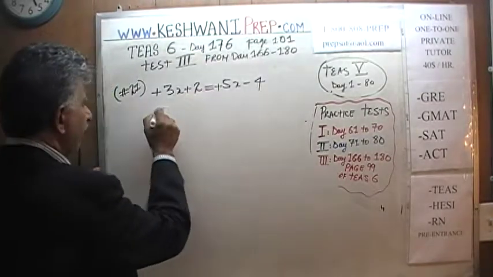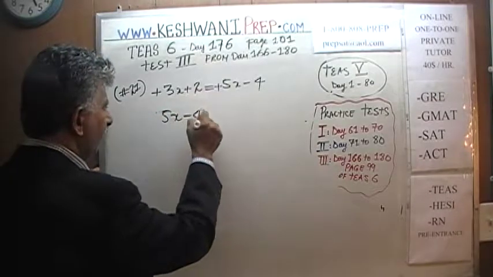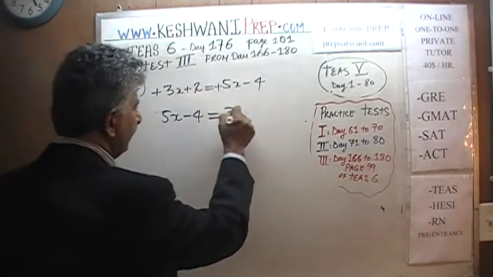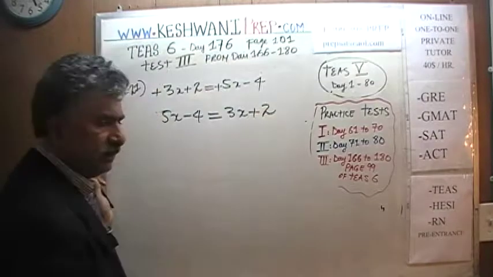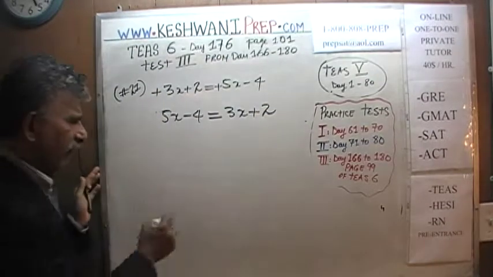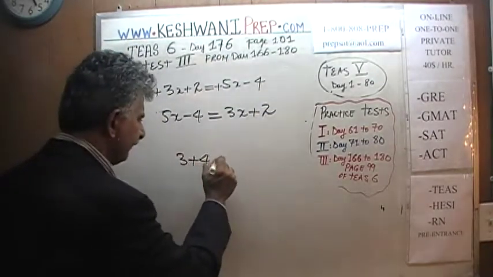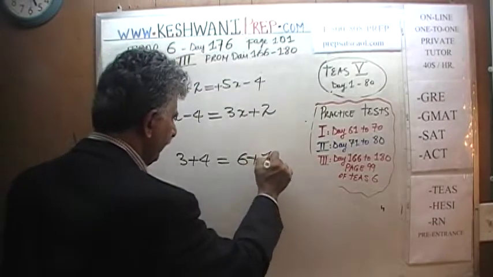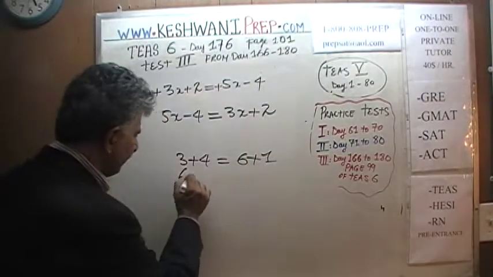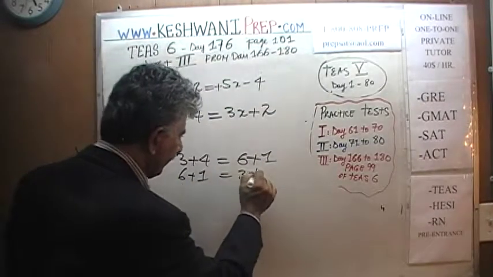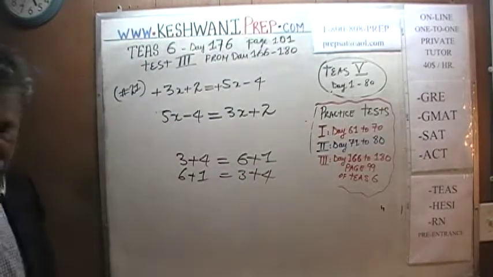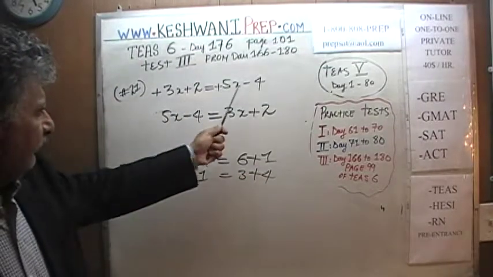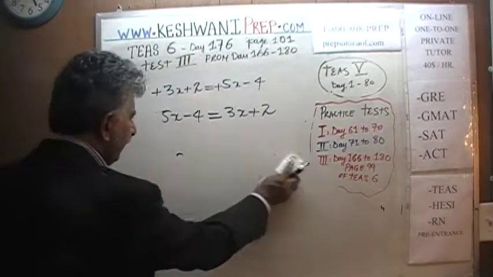Write this quantity on this side: 5x minus 4 equals 3x plus 2. We haven't changed anything. It's perfectly fine. If somebody tells you that 3 plus 4 is equal to 6 plus 1, then obviously 6 plus 1 is equal to 3 plus 4. It does no harm to switch the sides. So write this quantity here, that over there, and then start your process.